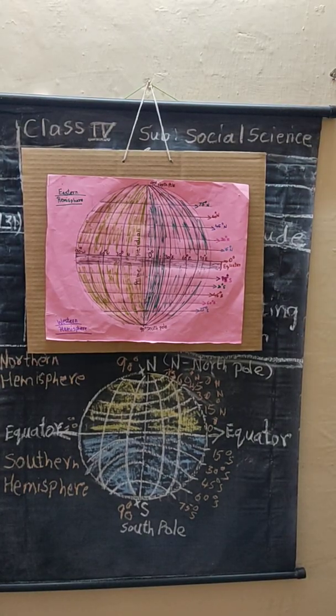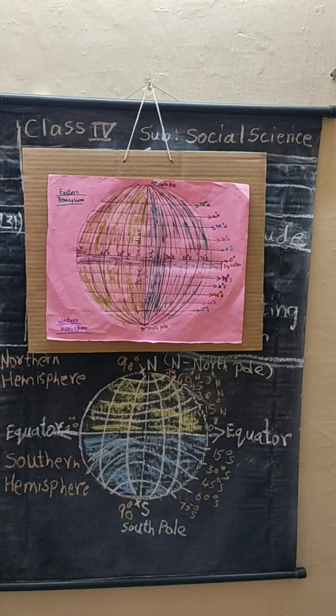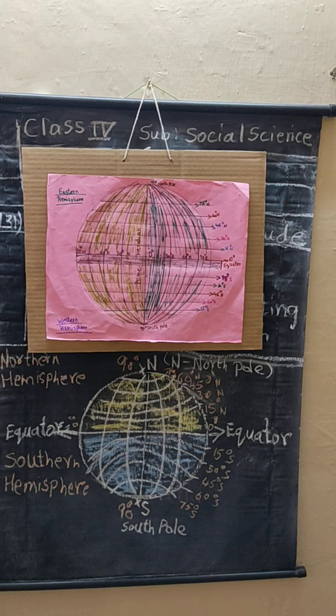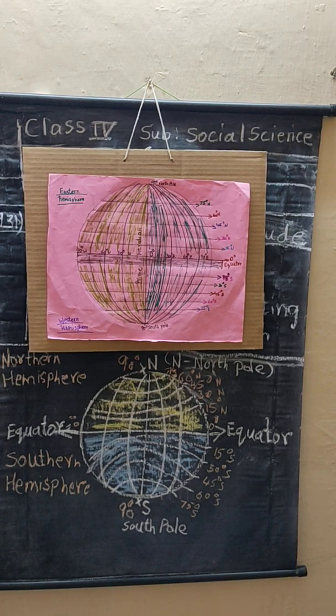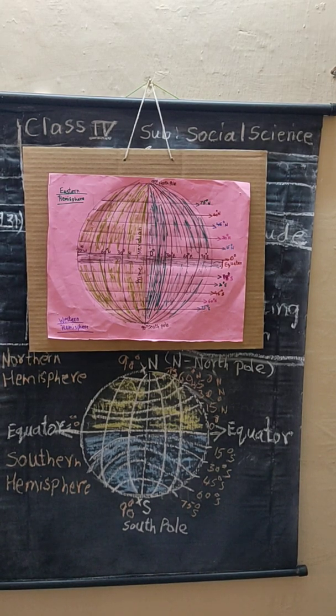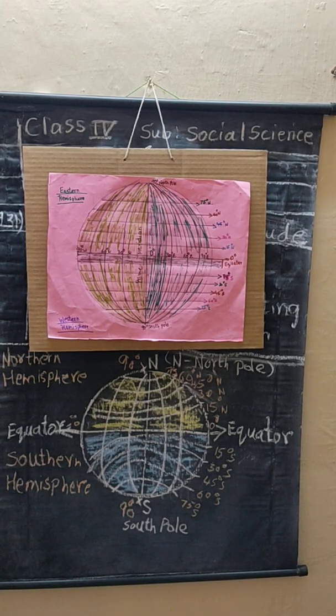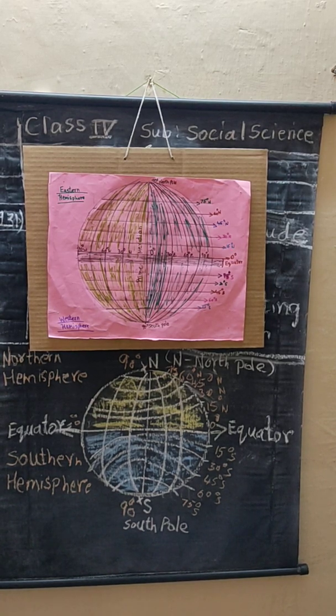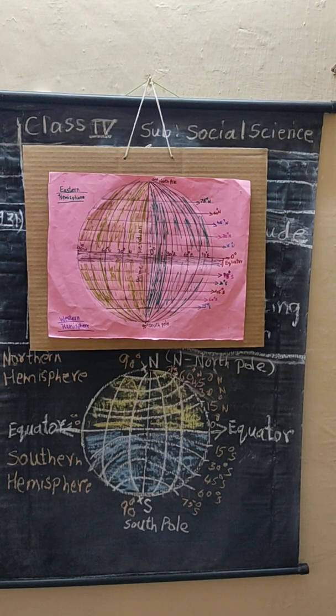Now children, I'll explain to you the prime meridian. These are the lines of longitude. Now mark here from 0 to 0 and label it prime. Here 30, 60 and 90. Here it is 30, 60 and 90 degrees west.